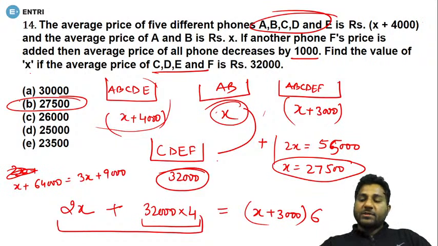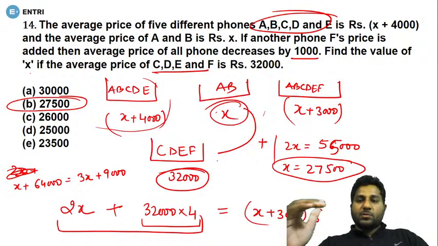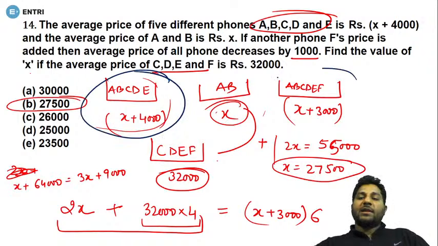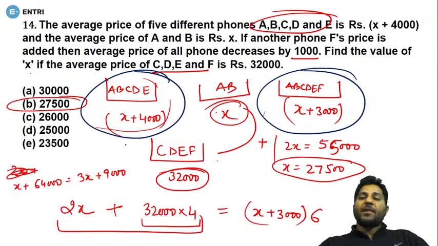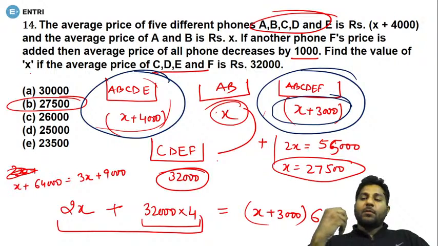Come on guys, it was a simple question. Why did you get stuck in this simple question? Just watch my method. I have compared the first 5 numbers with the last 6 numbers, and found out the total average value. Okay, so it was a really good question. You don't need to worry about it.